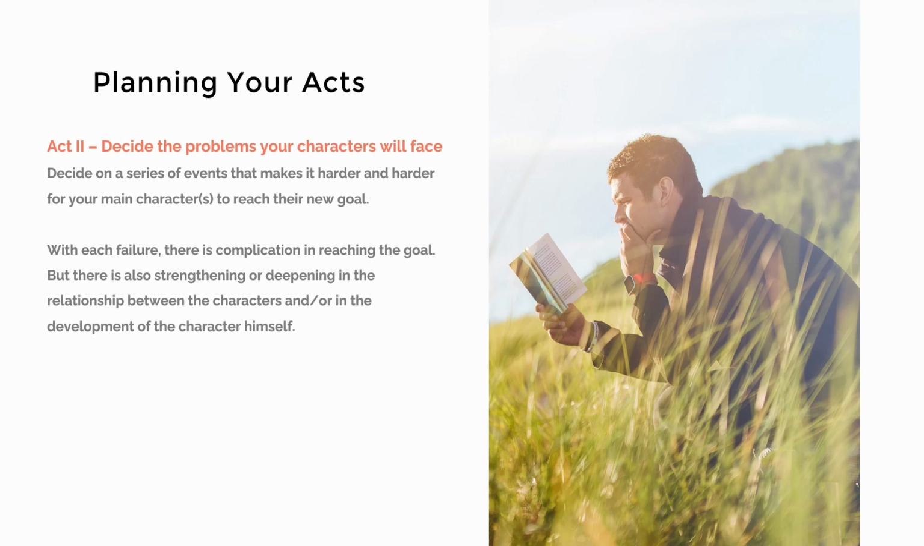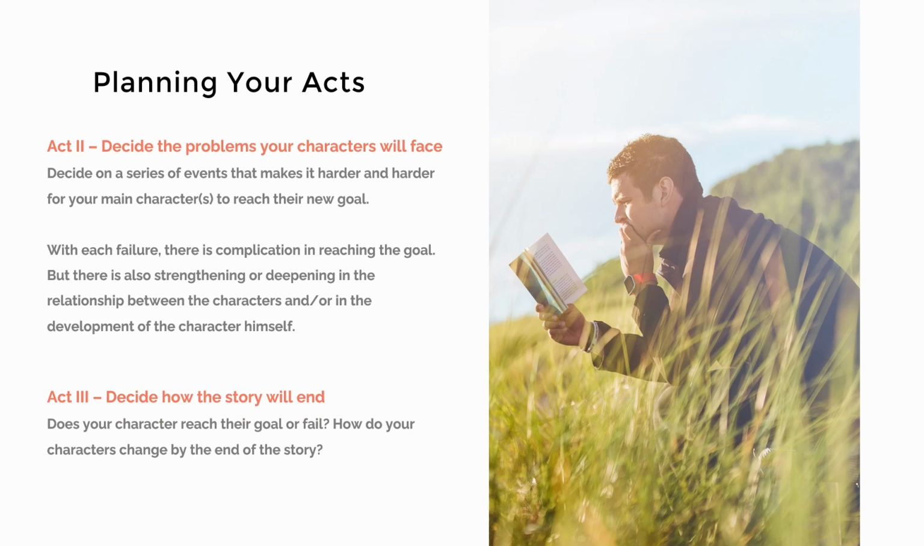And those are character arcs, and I will do a video in the future about character arcs, but right now we're just talking about doing acts. We're not talking about characters right now. And then Act 3, we're going to decide how the story will end. So does your character reach their goal, or do they fail? How do your characters change by the end of the story? So those are the questions you're going to ask for Act 3.